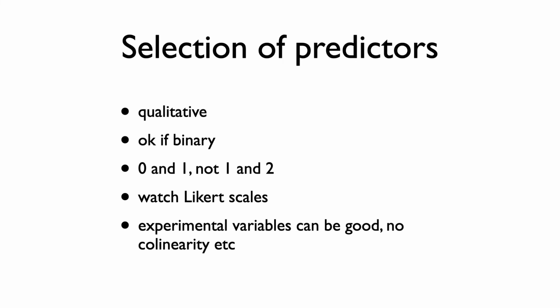Experimental variables can be great. There's never going to be any multicollinearity between 2 variables that are 0 and 1, and you assign them. So if we had a case where we've assigned people to groups.